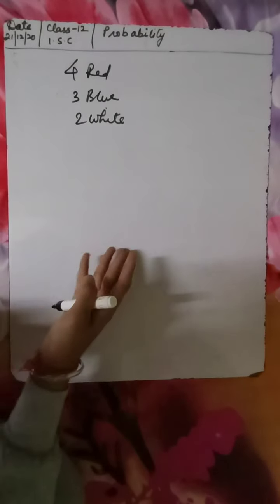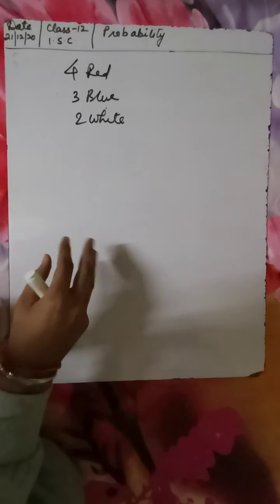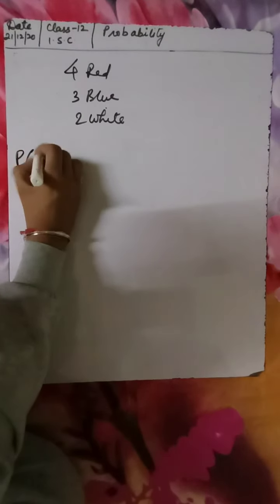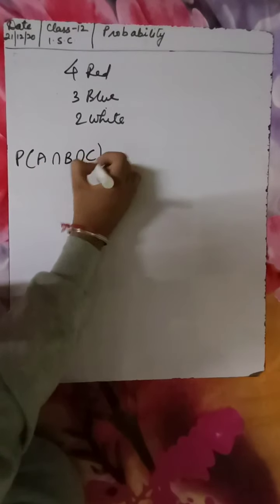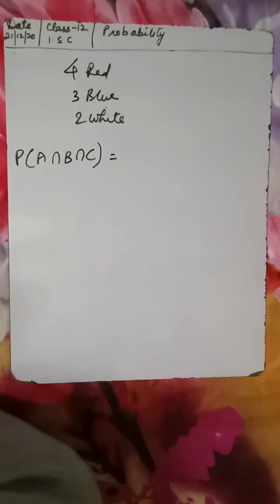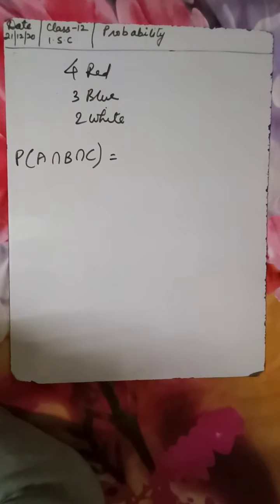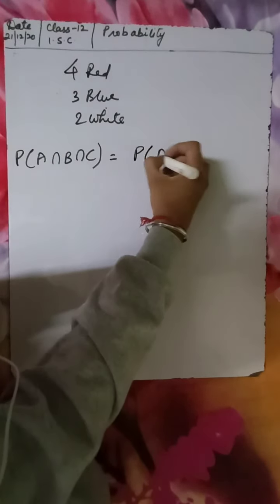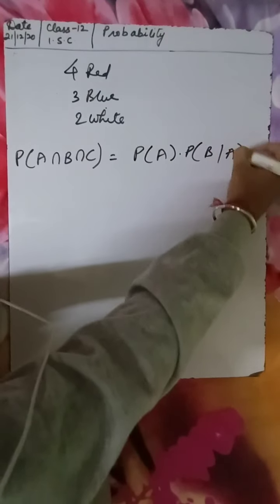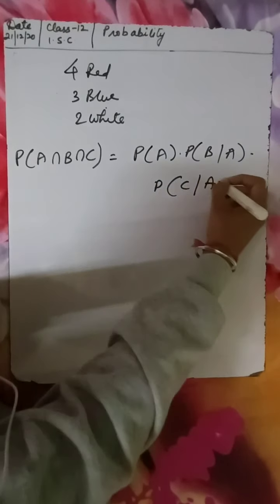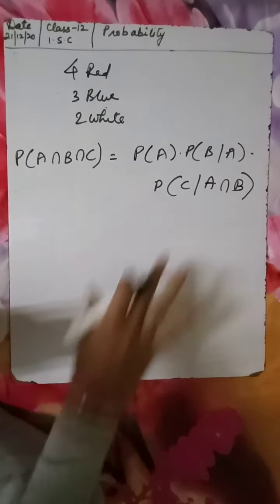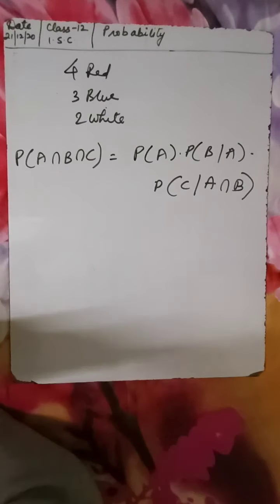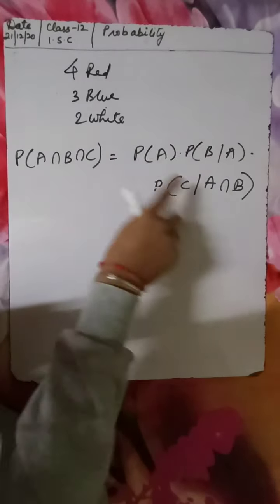Let A, B, C be the events of drawing the red ball in the first, second, and third draw. So what is the probability of A intersection B intersection C? By the multiplication law as I explained, you can extend that law to 3 events. The formula is probability of A into probability of B given A into probability of C given A intersection B. So please learn this formula. Now these three things we need to find.